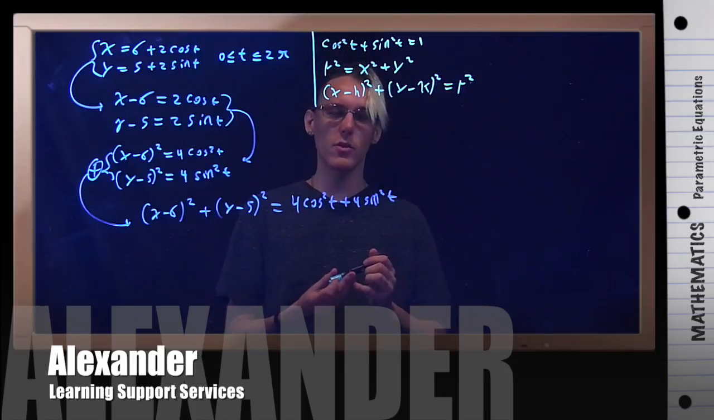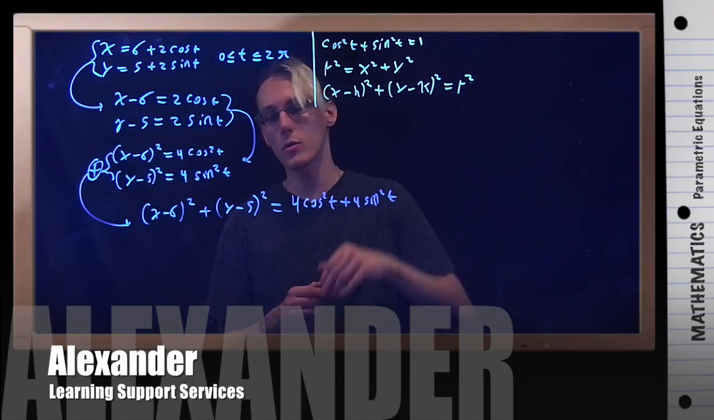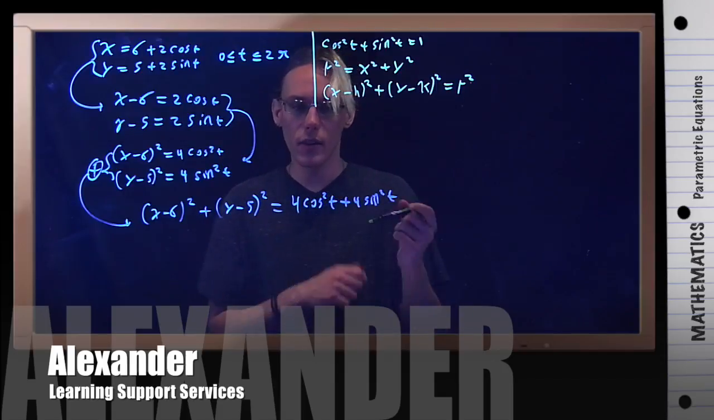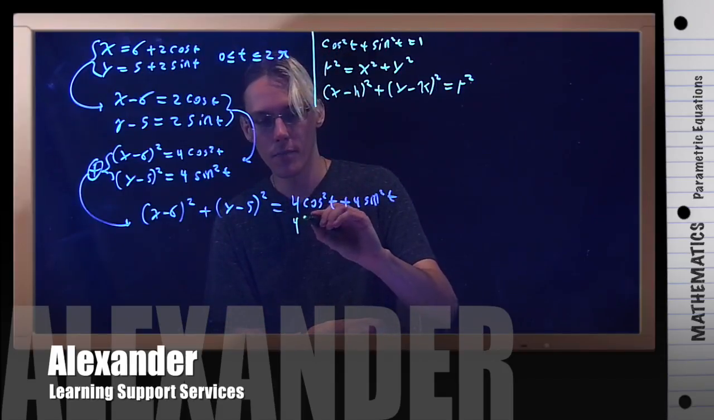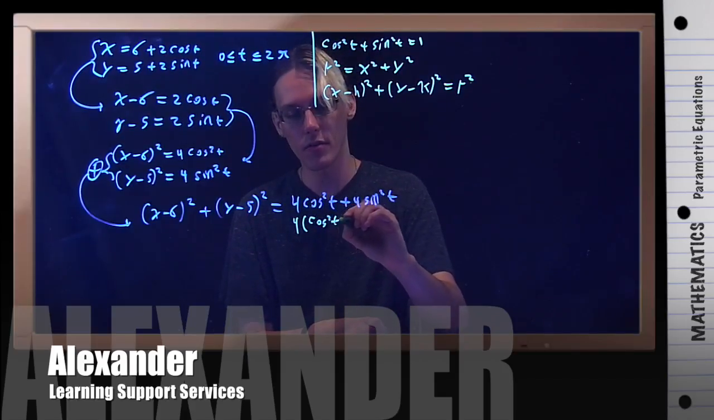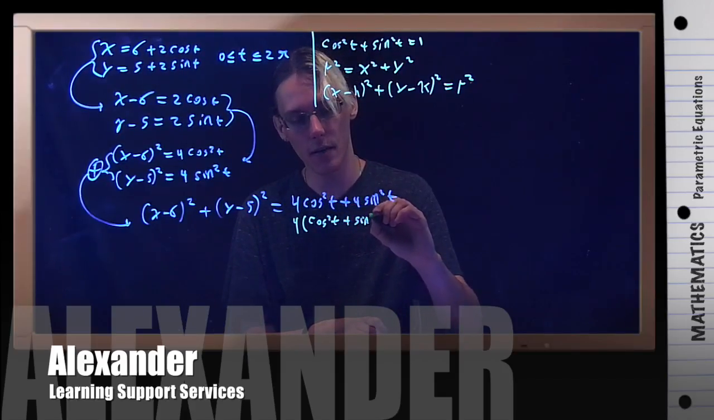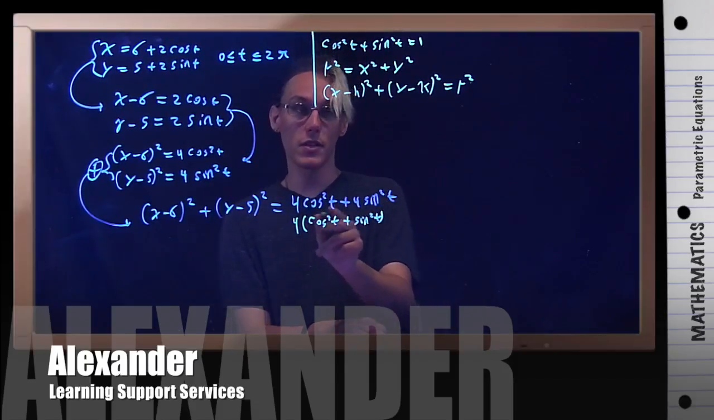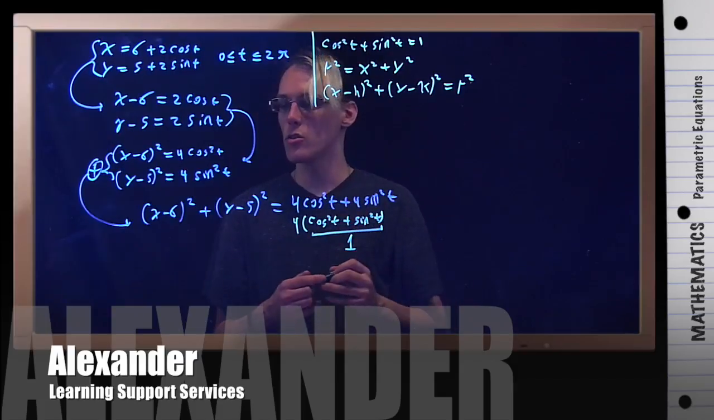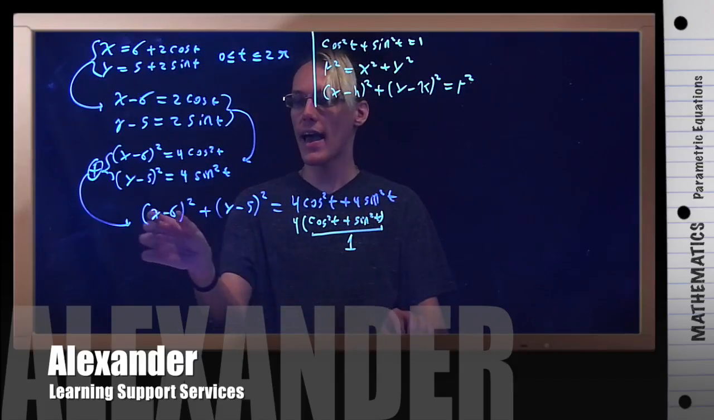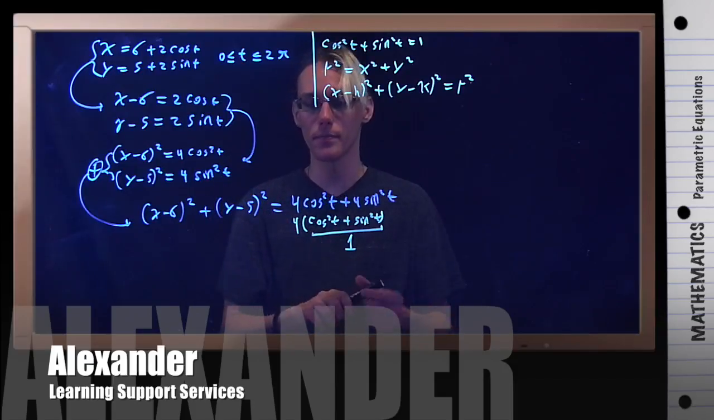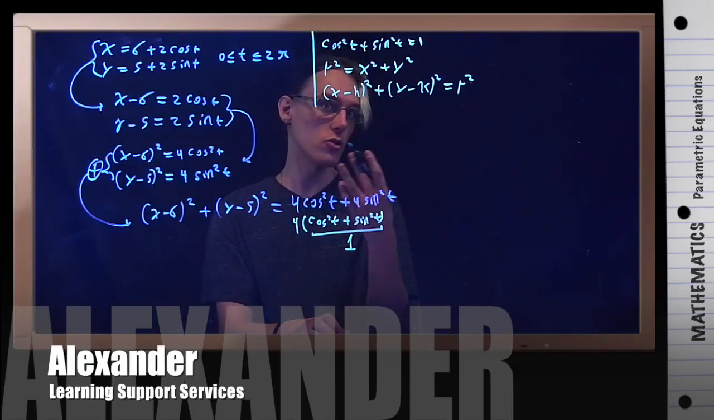So now notice this looks awful similar to cosine squared plus sine squared is equal to 1. I just have that pesky 4 there. Well, what I can do with that is I can just factor out the 4. So I have 4 times the quantity cosine squared of t plus sine squared of t. And what is that? Well, that's just 1. So I have the equation of a circle. I have x minus 6 squared plus y minus 5 squared equals 4. Because, of course, 4 times 1 is just 4.